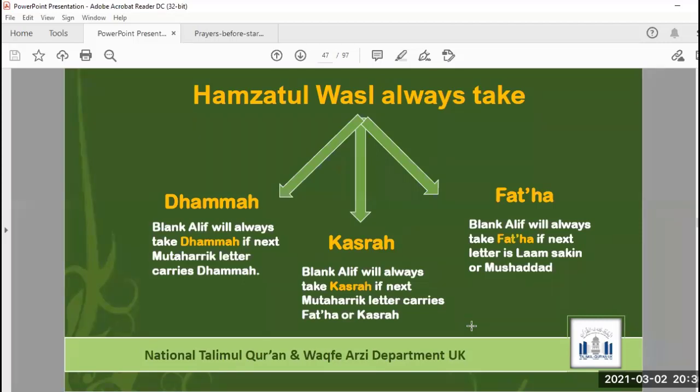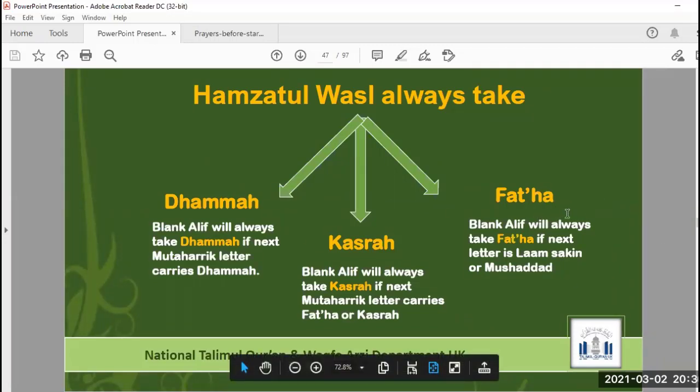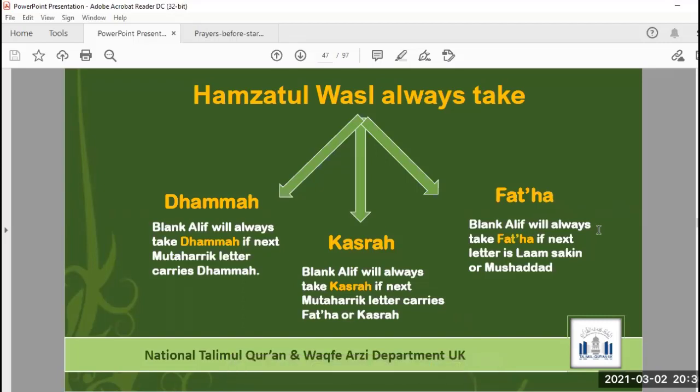The next rule is that if the next letter is not a lam, then we see the next mutaharrik letter after the blank alif. Mutaharrik means any letter carrying fatha, kasra or dhamma. So if that letter is carrying kasra or fatha, then alif will always take kasra. And the third rule is blank alif will always take dhamma if the next mutharak letter carries dhamma. So it is easy to remember. If blank alif is followed by lam, always put fatha quickly. And if the next is not a lam and the next mutharak letter is dhamma, then alif will always take dhamma. Then only 2 are left, fatha or kasra. If the mutharak letter has kasra or fatha, then alif will always take kasra. This is how you can remember easily.